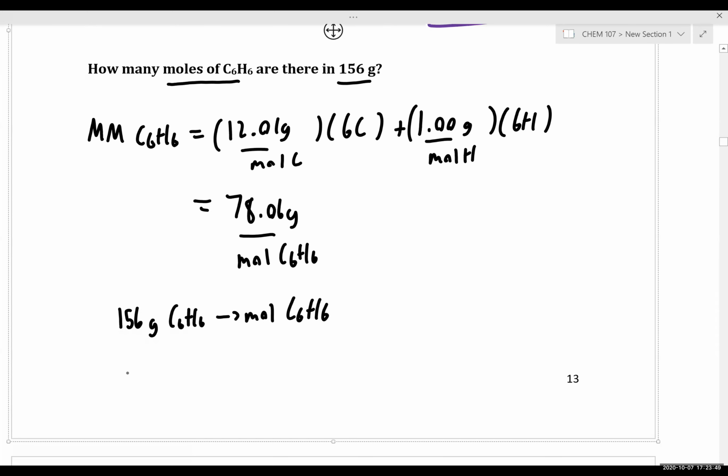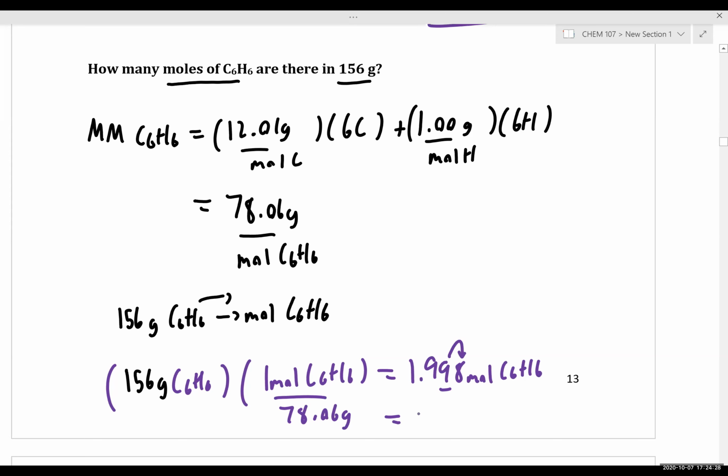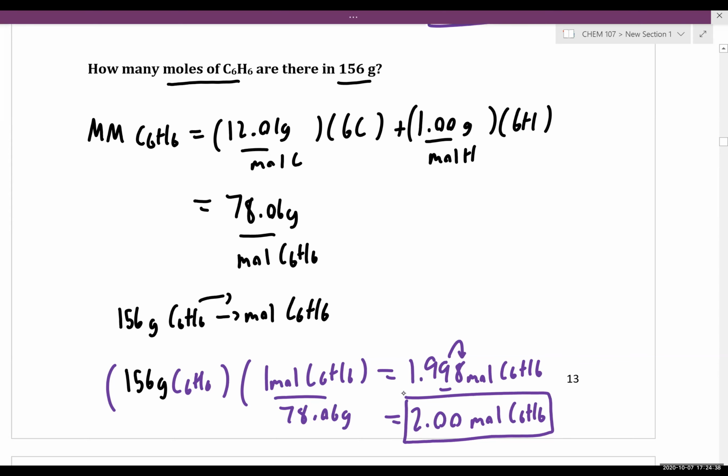So then, if we have 156 grams and we want to convert to moles, we want to make sure that our conversion factor has the units of moles on top. So we know in 1 mole of C6H6, we have 78.06 grams. Punching this into our calculator, that in turn gives us 1.998 moles of C6H6 that we immediately round to 3 sig figs, which would be 2.00 moles of C6H6. Does this example make sense to everyone?